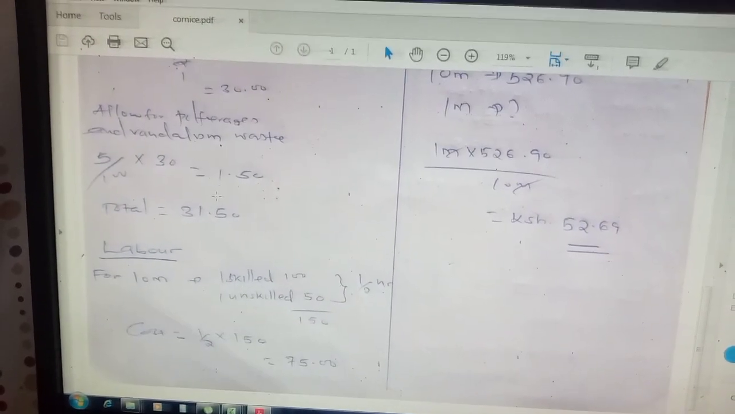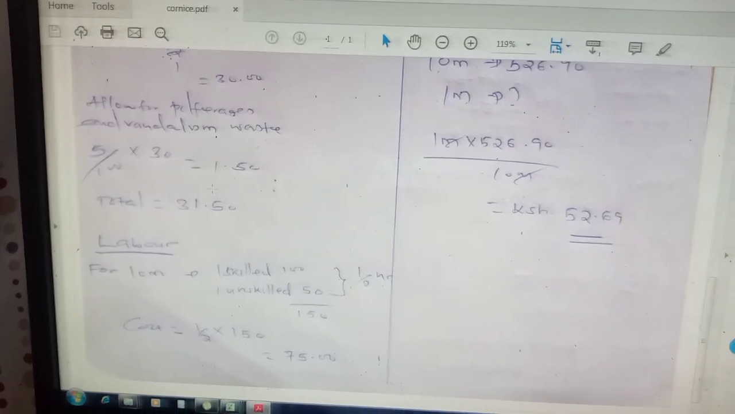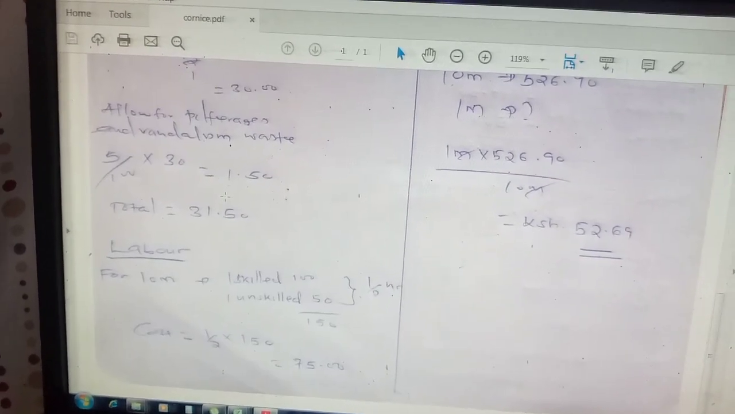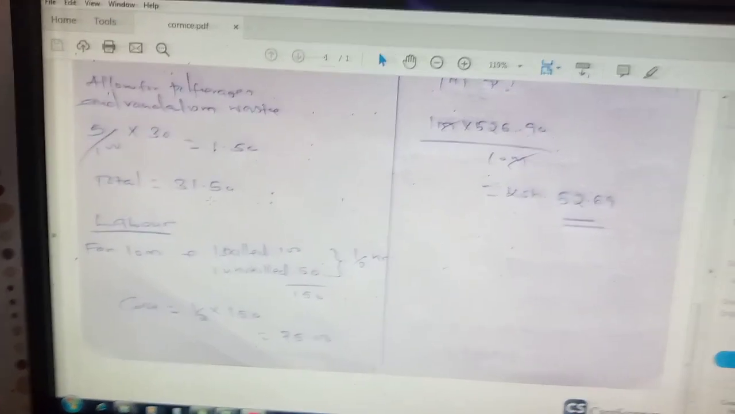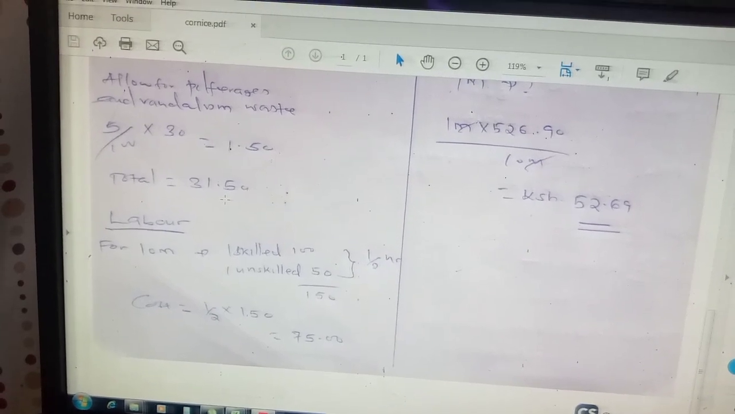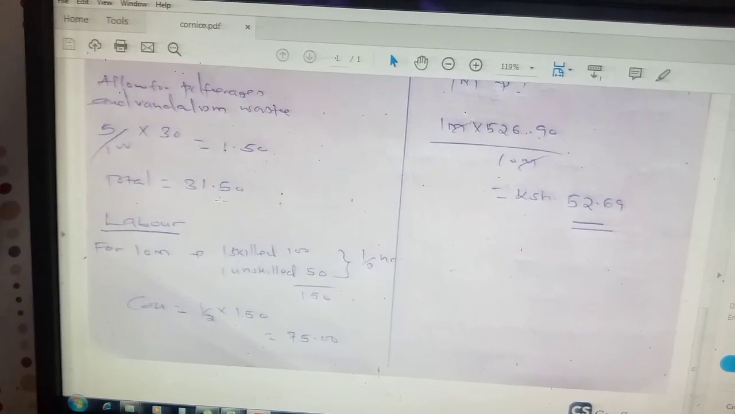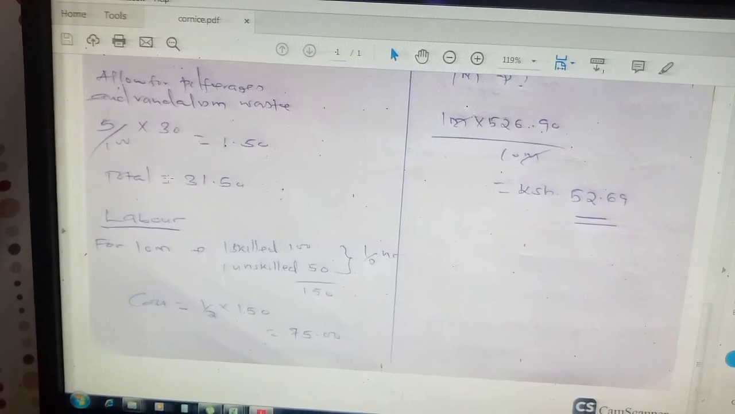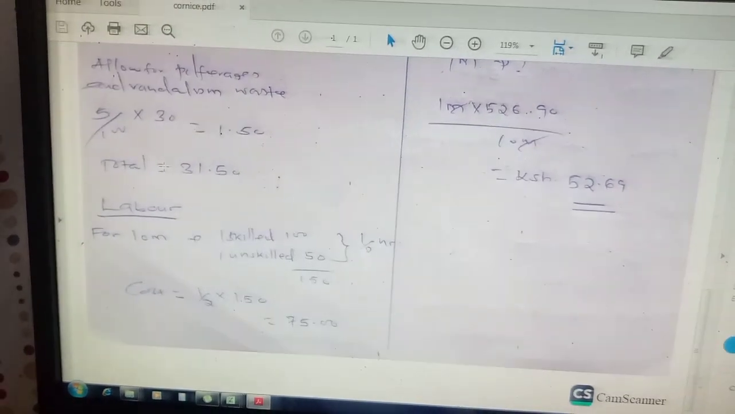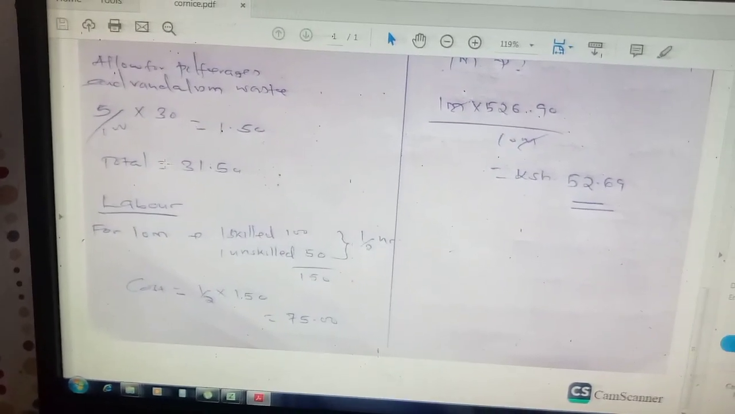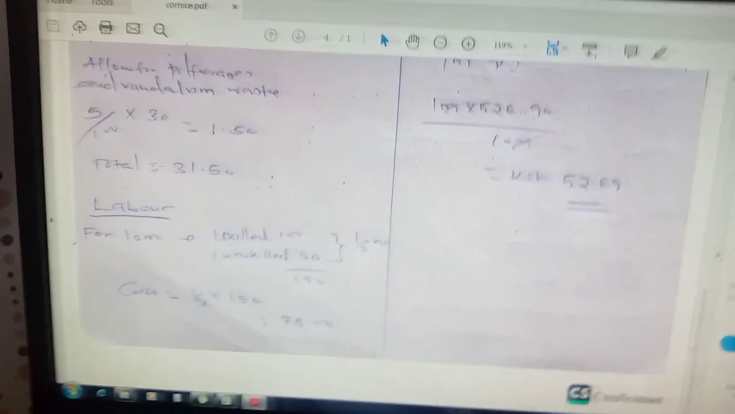Then you allow for vandalism and pilferage waste. That is testing for small things like nails. 5% of 30 will be 1.5 shillings. Then the total is 31 shillings and 50 cents. Then that is the end of materials. Then we proceed to labor.